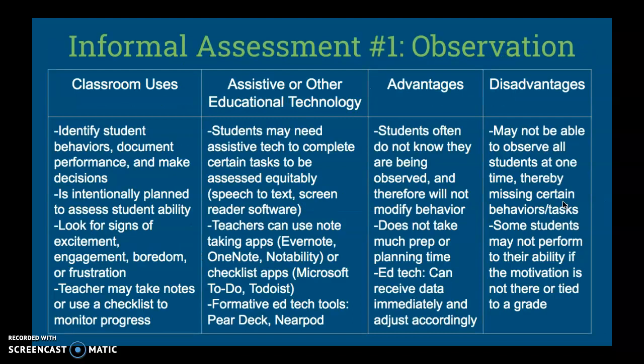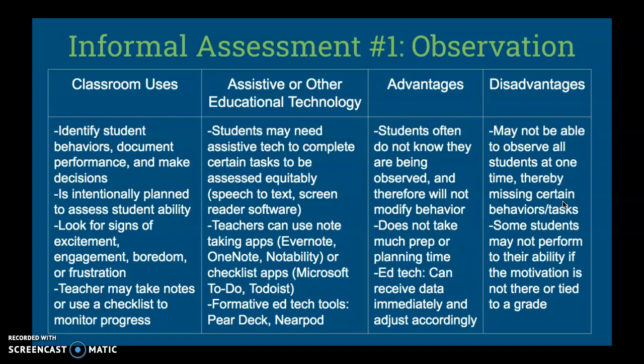The first informal assessment that I will talk about is observation. Observation is done mainly by the teacher to identify student behaviors, document performance, and make decisions. It is intentionally planned to assess student ability. Look for signs of excitement, engagement, boredom, or frustration.